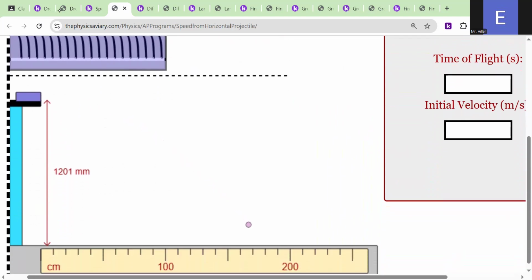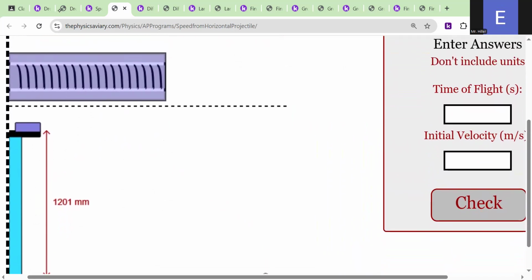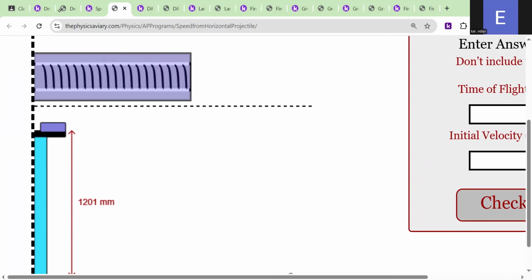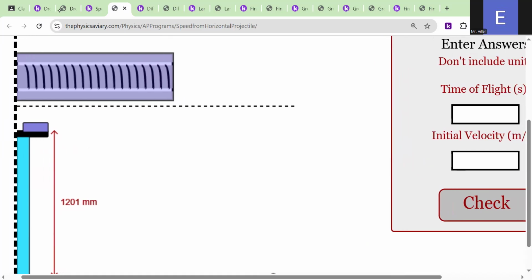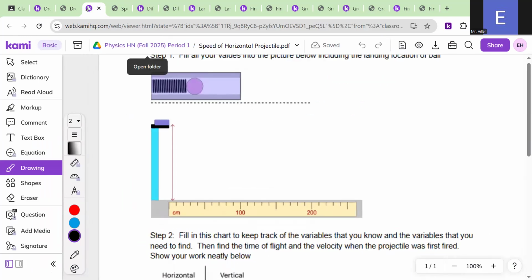Ball's going to fly through the air. Now you'll notice that my ball is located about 1,201 millimeters, that's 1.2 meters off the ground. So remember, you've got to convert to meters. My ball landed 180 centimeters, that's 1.8 meters away. So I've got to take all of that information into account to find the initial velocity, that would be V naught X, and the time of flight.